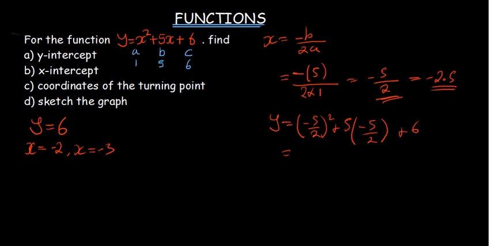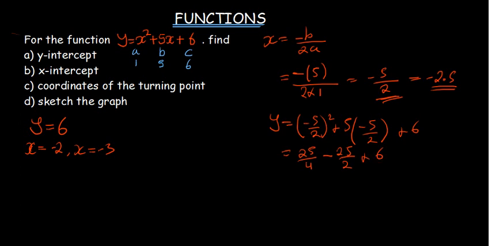We are raising this to power 2, meaning we raise the 5 to power 2 and the 2 to power 2 as well. We are multiplying this by itself two times, so the negative is going to go away. That would be 25 over 4. Plus, here we are going to have a minus, 5 multiplied by 5, that would be 25 divided by 2. Plus 6 right there.